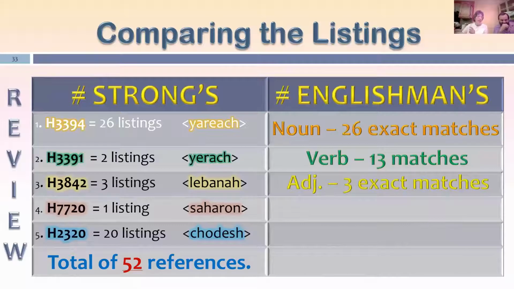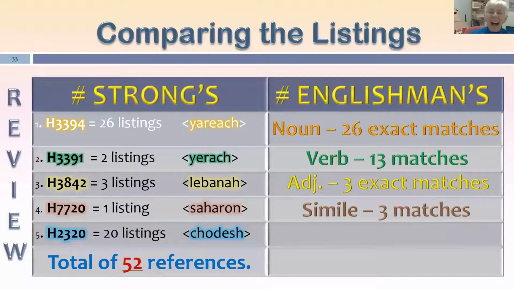7720. There was only 1 listing. When I put in moon or moons, only 1 listing came up with 7720, Saharon. How many when I put it into Englishman's? When I put 7720 into Englishman's, how many listings did I find? I have a 1 over here. Let's look and see. 3. 3, that's right. But 2 of them said ornaments or something like tires. They were similes.